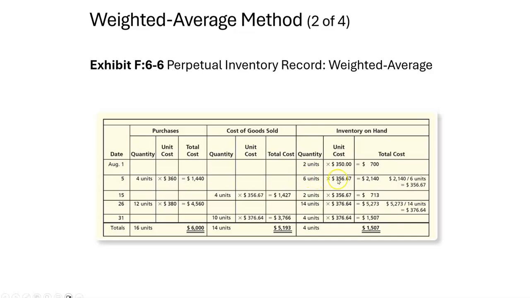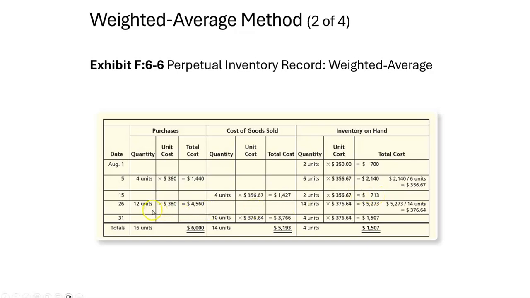Well, I have 6 units at $356.67. So I sell 4 units at $356.67. That comes out to a total of $1,427, which leaves me 2 units at $356.67 for a total of $713.